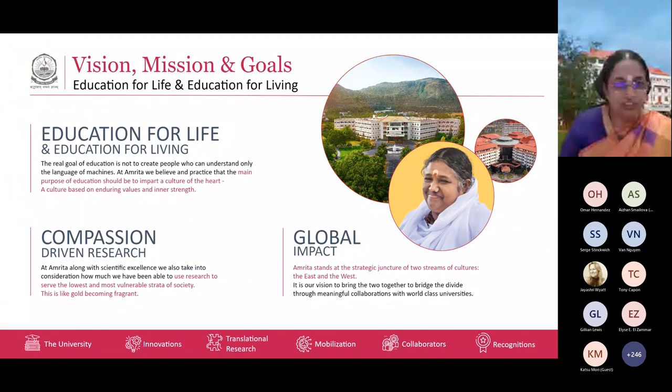What makes this university different is the 3 pillars which we believe in, which is laid out by our founding chancellor, Sri Mata Amritanandamayi Devi: education for life and education for living, where the purpose of education should be to impart a culture of the heart. That's what we believe in. And along with that, another major pillar which we look forward to is the compassion-driven research, where we use research to serve the lowest and most vulnerable strata of society. And we know that we cannot solve the world's problems alone, so we work together as partners to provide the solution so that a global impact can be brought in to solve the global challenges.